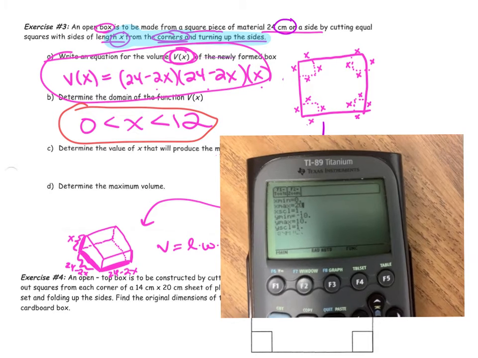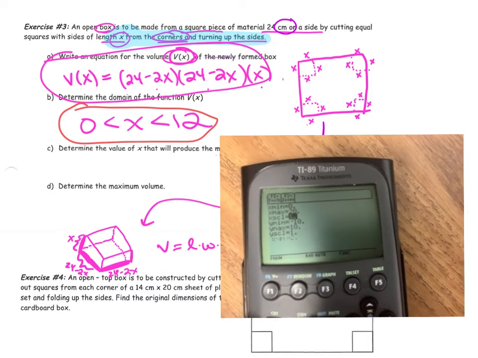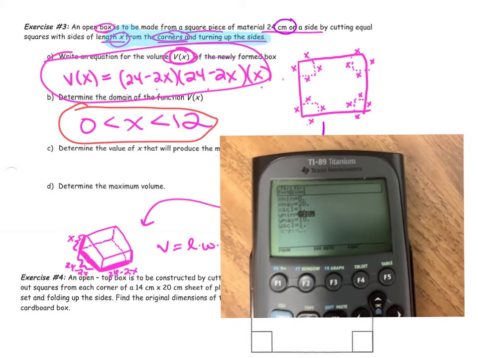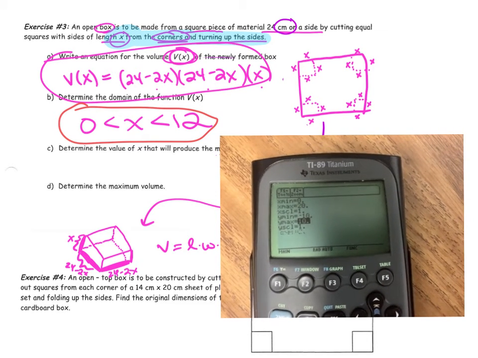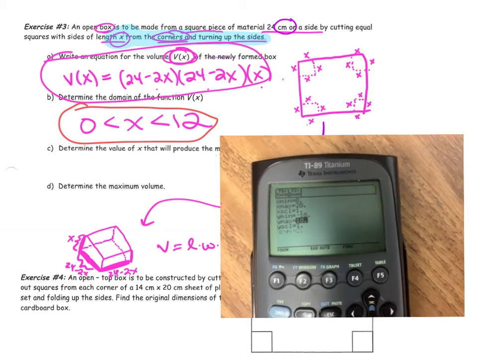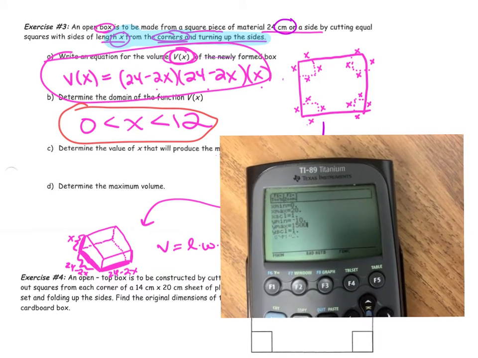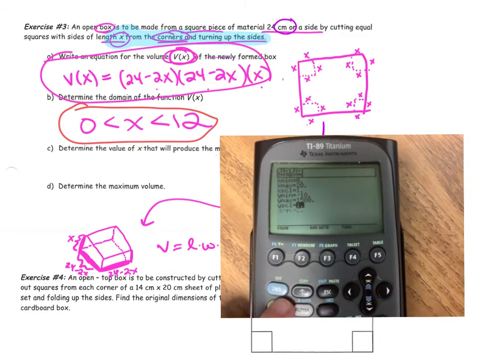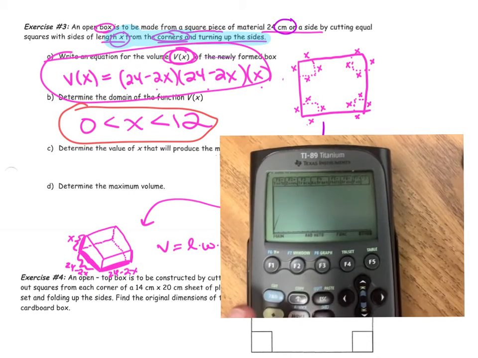Doesn't matter. We can go to 15 if you want. Y min, we can leave it at -10, sure. And Y max, I'm going to want to make this huge. Okay, we're talking about volume, so maybe I'll make it like 1500. Okay, and click enter. I'm going to graph this now, so I'm going to hit diamond F3.